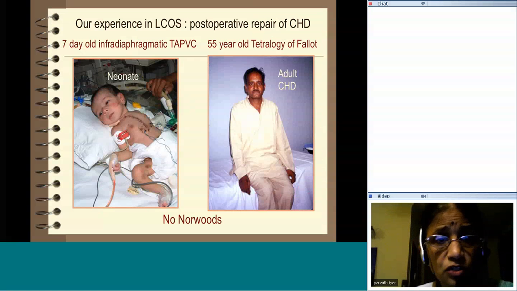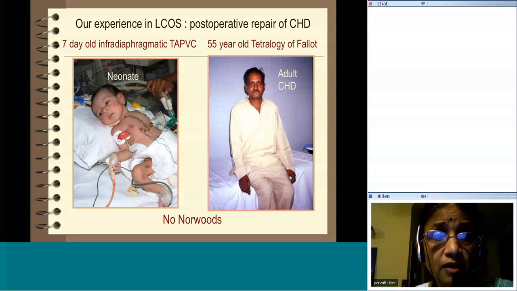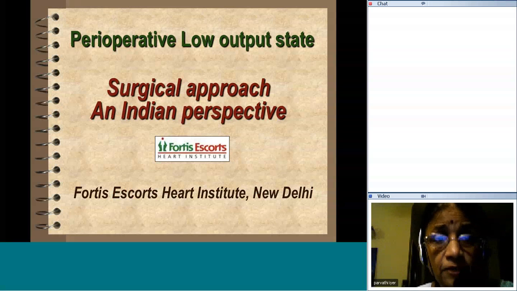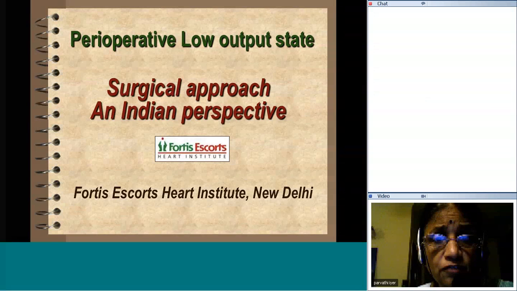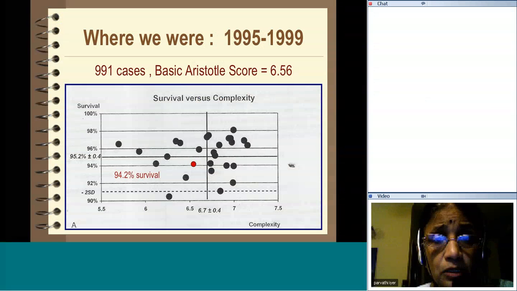Now, the rest of this talk will really focus on a lot of our experience in low cardiac output state, which involves postoperative repair of congenital heart disease across the various age spectrums, that is starting from neonates to adults. An example is a 55-year-old who underwent definitive repair for tetralogy of Fallot. Now, we are going to look at the surgical perspective of the management of perioperative low output state. And we'll show you what is potentially feasible and achievable.